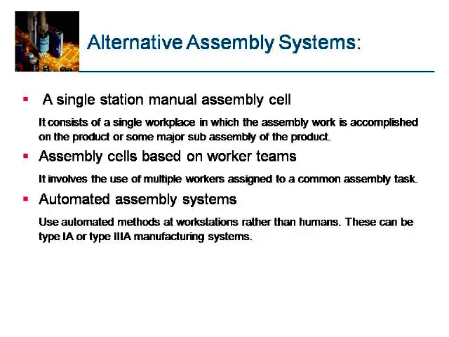Alternative assembly systems are a single station manual assembly cell. It consists of a single workplace in which the assembly work is accomplished on the product and some major subassembly of the product. Assembly cells based on worker teams involve the use of multiple workers assigned to a common assembly task. Automated assembly systems use automated methods at workstations rather than human beings. These can be type 1A or type 3A assembly manufacturing systems.